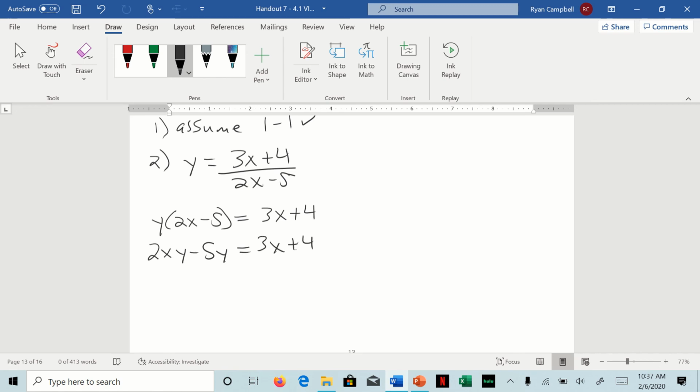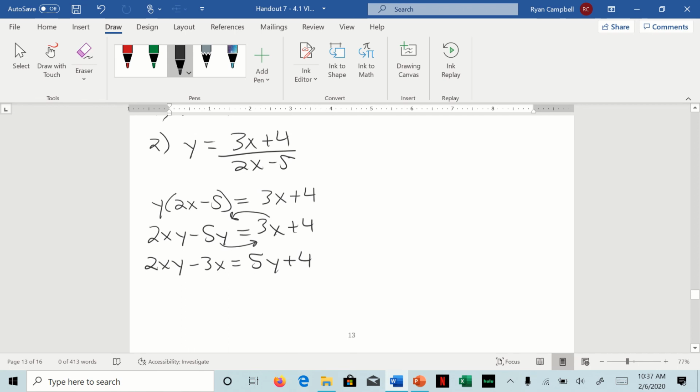Now the whole thing is to isolate x. So we need all the x's on one side, everything else on the other side. So we'll do 2xy minus 3x equals 5y plus 4, right? So we move the 3x to this side, the 5y to that side. All right. Problem still is that we have two x's and we need down to 1x.